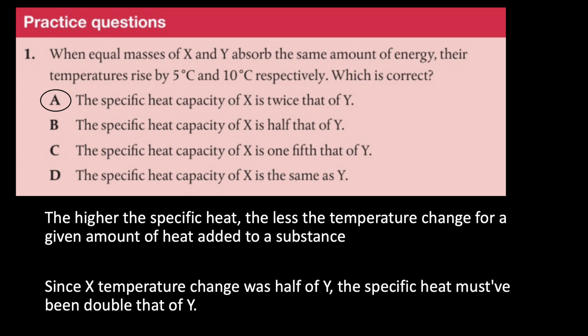So in the question, they're talking about mass, amount of energy, and temperature, and in the answer choices, they're talking about specific heat capacity. So you should know that they are talking about the relationship in the equation Q equals mcΔT. Now in this equation, it says that there are equal masses and equal amounts of energy, which means Q is the same in both and m is the same in both.